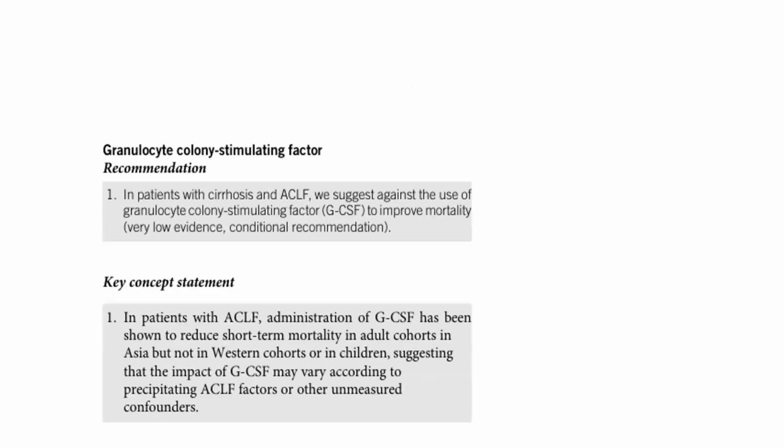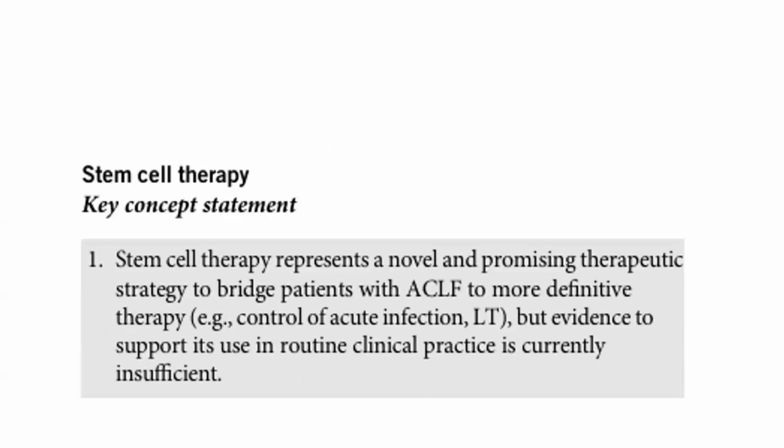Then the next is the use of granulocyte colony stimulating factor. In patients with cirrhosis and ACLF, we suggest against the use of granulocyte colony stimulating factor to improve mortality. In patients with ACLF, the administration of granulocyte colony stimulating factor has been shown to reduce short-term mortality in adult cohorts in Asia, but not in Western cohorts or in children, suggesting the impact of granulocyte colony stimulating factor may vary according to the precipitating ACLF factor and other unmeasured confounders.